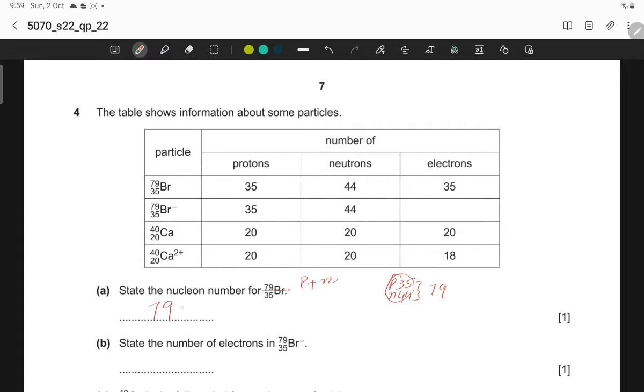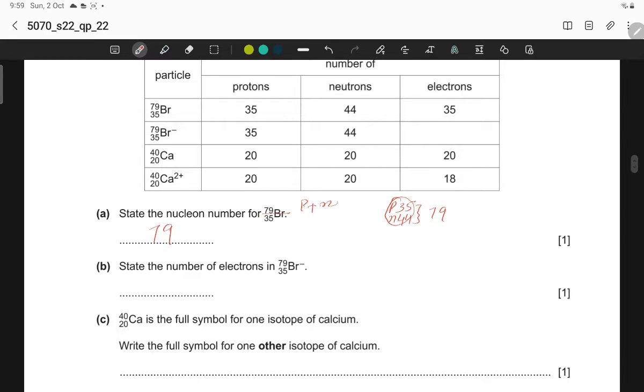Number of electrons in bromide ions. The number of protons is equal to the number of electrons, but if it has a negative charge, there is one more electron than protons. So if the proton number is 35, the number of electrons in the bromide ion is 36.